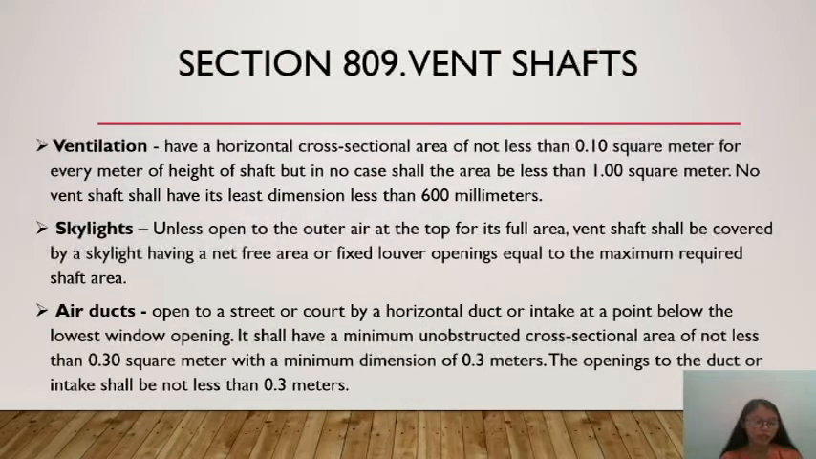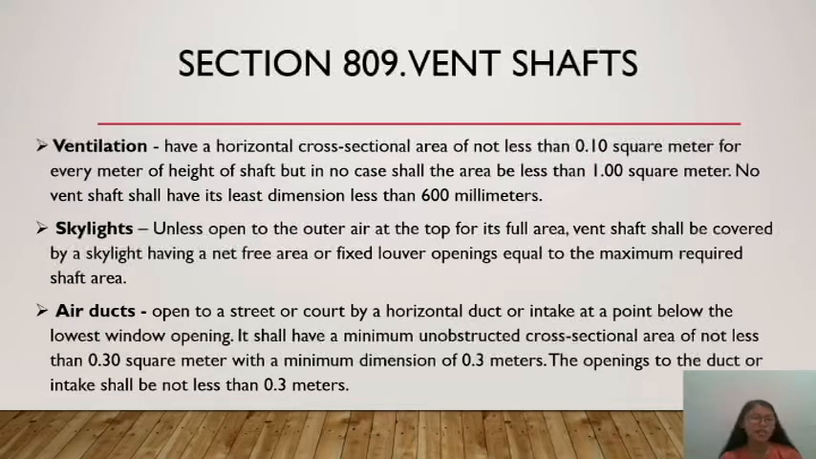So in section 809, vent shafts. This covers ventilation, skylights, and air ducts. Ventilation shafts shall have a horizontal cross-sectional area of not less than 0.10 square meter for every meter of height of shaft, but in no case shall the area be less than 1 square meter. No vent shaft shall have its least dimension less than 600 millimeters or 0.6 meters.